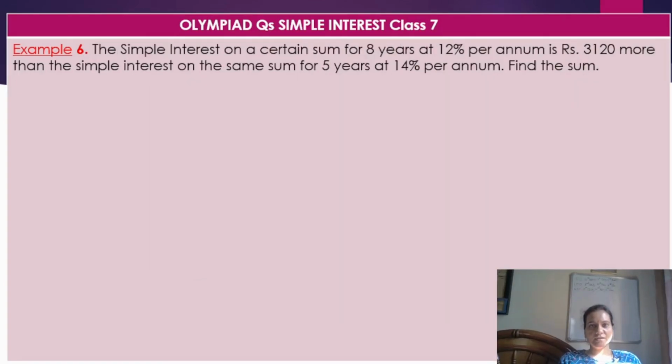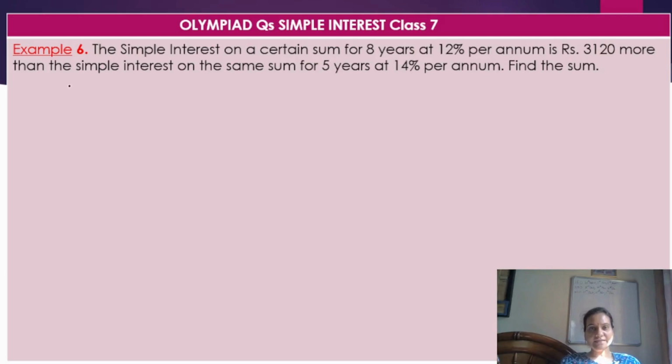All right, this question is: the simple interest on a certain sum for 8 years at 12% per annum is rupees 3,120 more than the simple interest on the same sum for 5 years at 14% per annum. Find the sum. So the same person can invest the same principal amount for different times and at different rates of interest. Suppose he is making a fixed deposit, he can lock in a certain amount of money, the principal amount, at different rates of interest for different time periods. The principal amount that is locked in is the same, but the simple interest will differ because the number of years is different, so also the rate of interest is different.